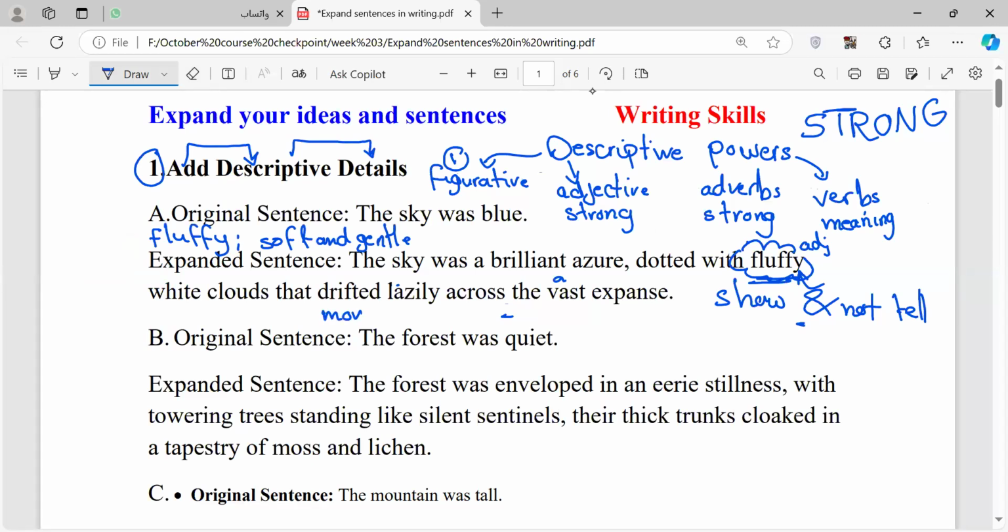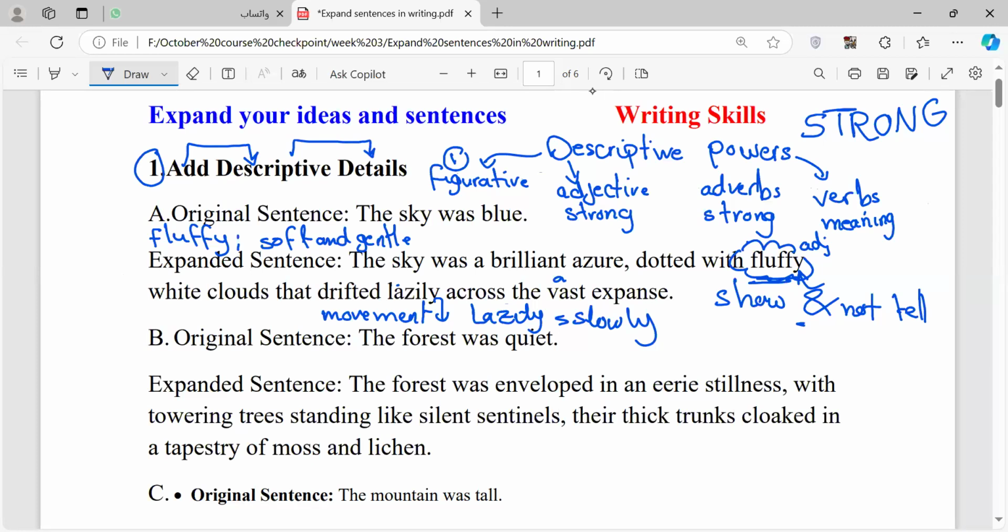Okay, drifted lazily. This shows the movement of the clouds. When he describes that the clouds are moving lazily, does it mean they are moving fast or slowly? Slowly. So this also shows that there is no strong wind. The atmosphere is friendly. So this can be a great atmosphere where you can relax or spend time outside. That's the point. So that's why you should think deeply about the words you are reading.